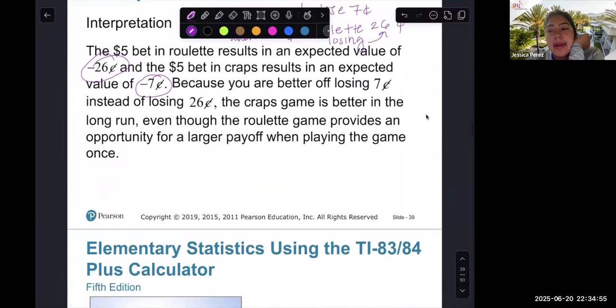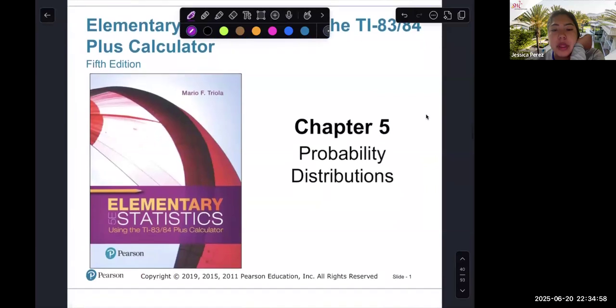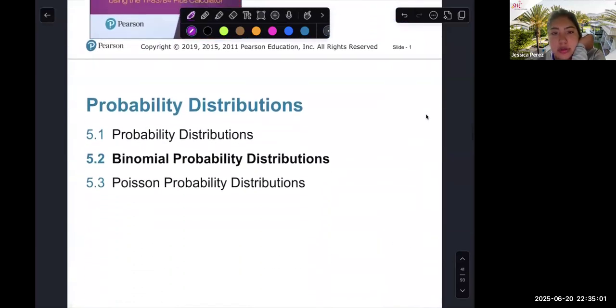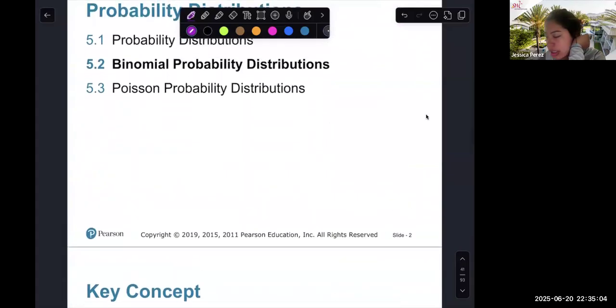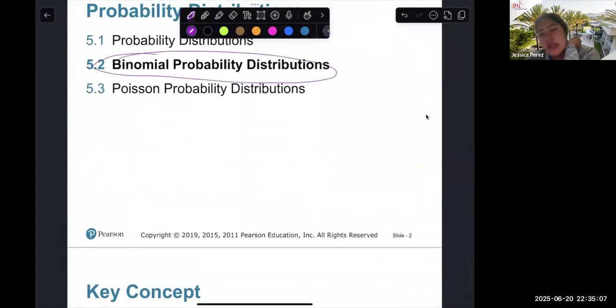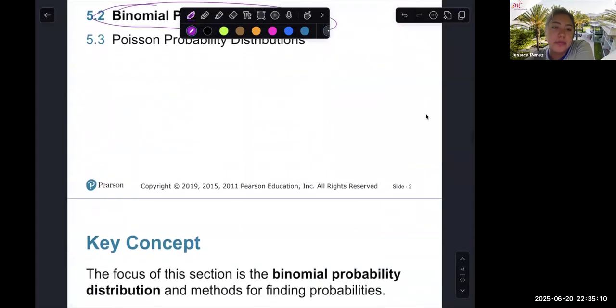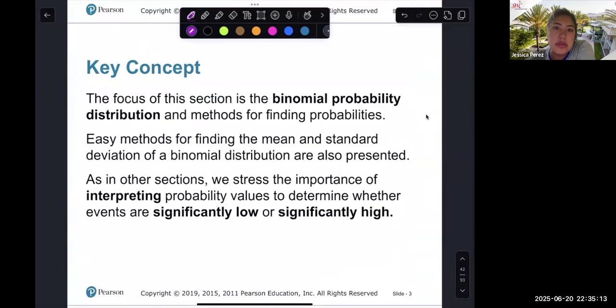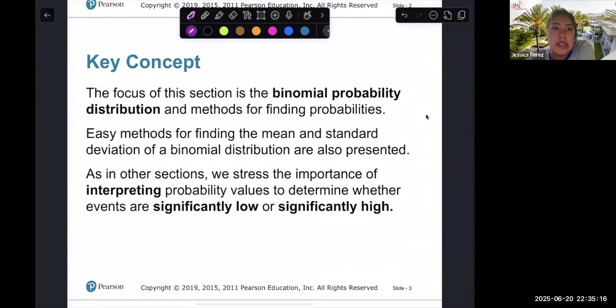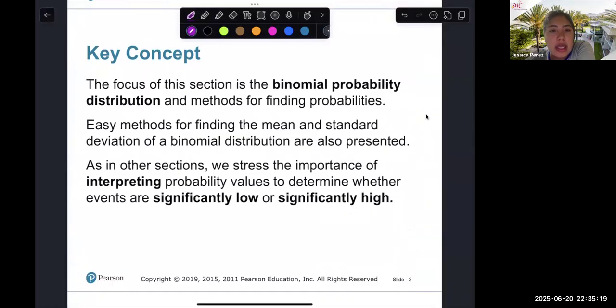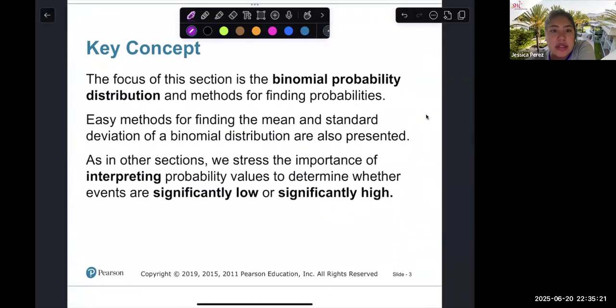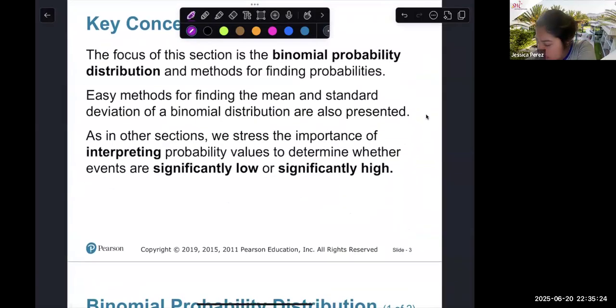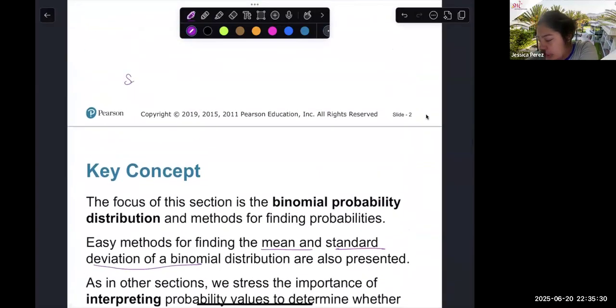And with that, we finish section 5.1. Moving on to section 5.2, we'll talk about a binomial probability distribution, which also contains a few formulas. The key concept of this section is to focus on a binomial probability distribution and methods for finding probabilities. Easy methods for finding the mean and standard deviation for a binomial are also presented. So there are also formulas for the mean and standard deviation for a binomial. So first, section 5.1 was just a probability distribution.